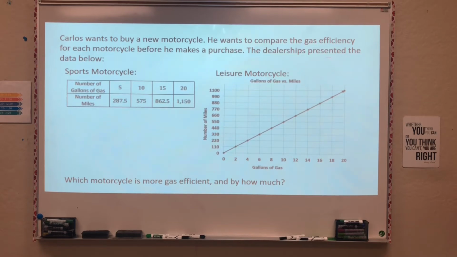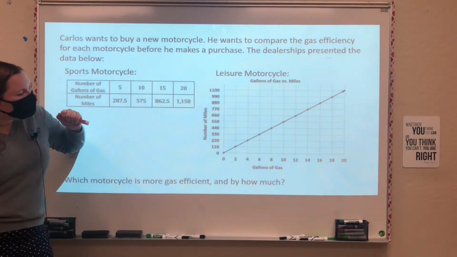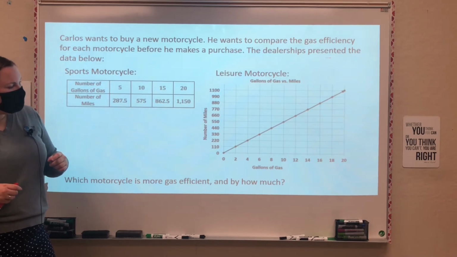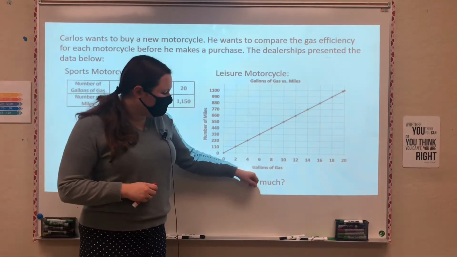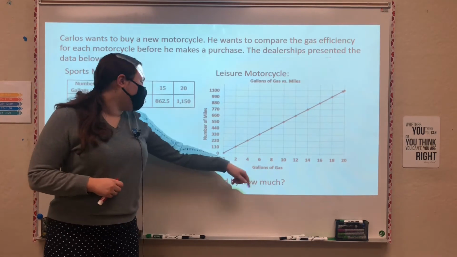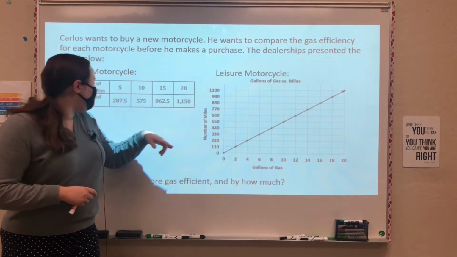The other option, the leisure motorcycle, we've got a graph, and we haven't in this class seen a graph yet. What is that graph telling us? What do you notice about it? Just going up like a whole straight line. Yep, so the line's going up, and you notice the straight line. What else do we notice in this graph? It has numbers, like 2, 4, 6, 8, 10. What are those numbers referring to? Gallons of gas, just like over here. And then we've got number of miles, also just like over here.